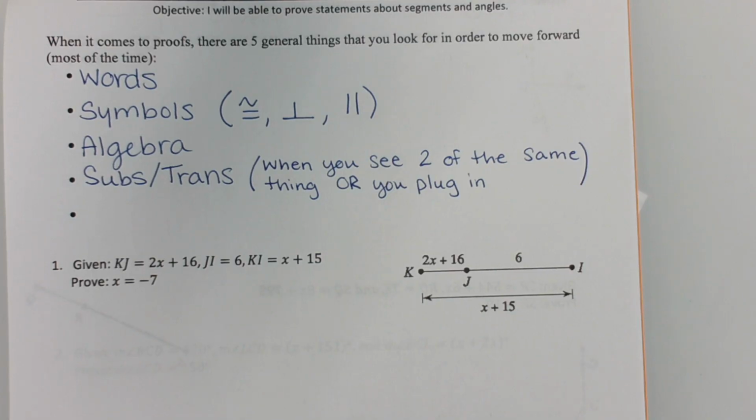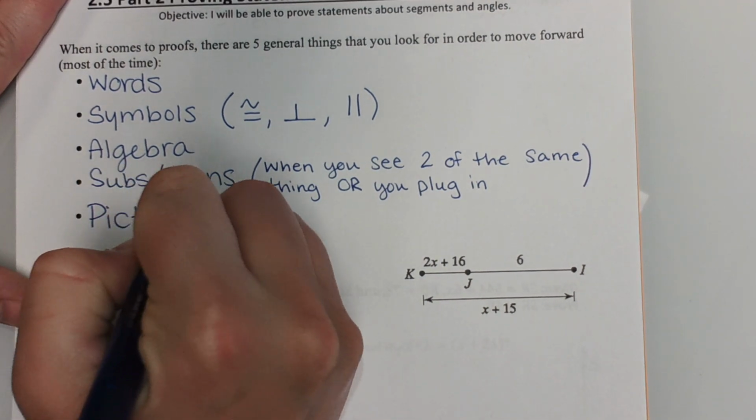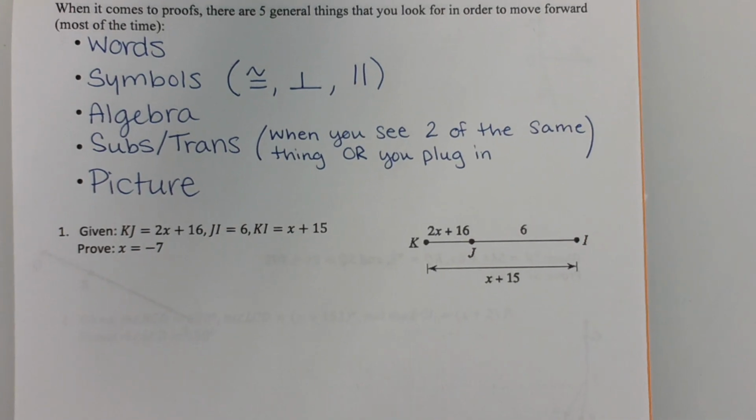The last thing that you look for in a proof to give you hints on where to go next is pictures. We look at pictures last because pictures tend to actually be the least helpful of the options, even though they will pop up a lot. They're limited on what they can do though. Now we look for these 5 things in a proof just to help us figure out where to go next. So you're going to hear me refer back to these 5 things a lot.